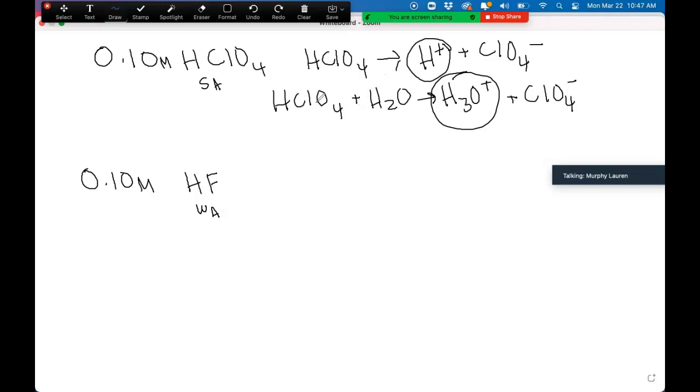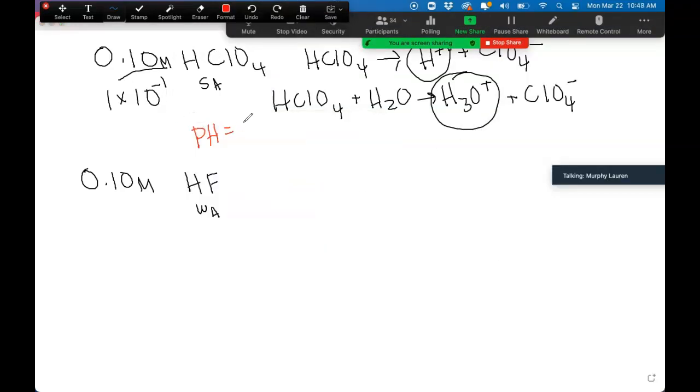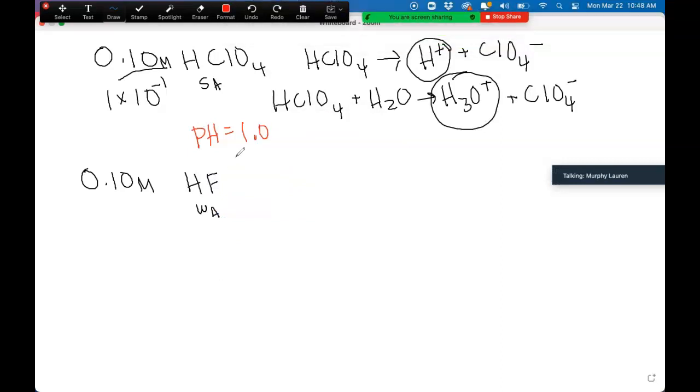Now, here's the thing. Remember, we should be getting really good at recognizing pHs and pOHs when they're nice numbers. And what I mean by that is this is 0.1 molar. And you go, well, I don't know how to do that. Well, rewrite it in scientific notation. It's 1 times 10 to the negative 1 molar. So what's the pH? Without a calculator, you just look at the exponent, right? It's 1. Okay? And then you go, so the concentration is 1 times 10 to the negative 1.